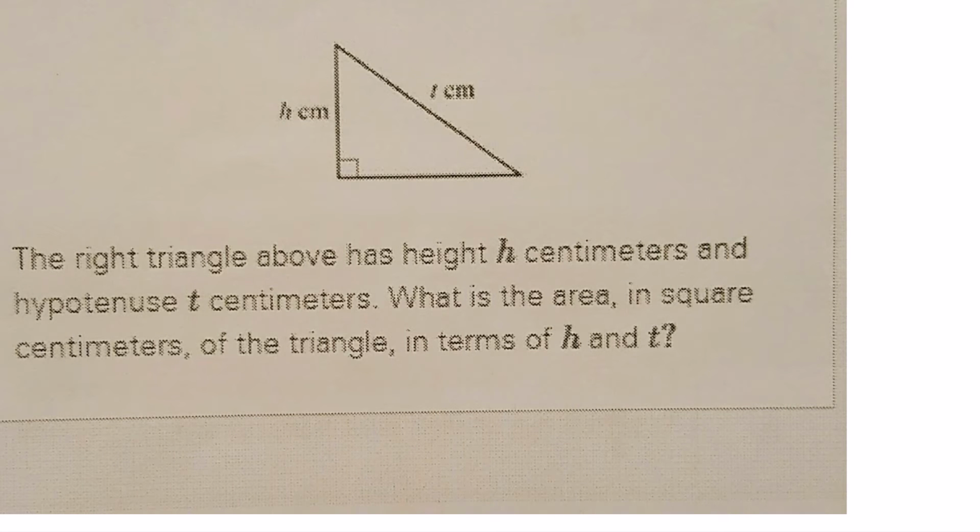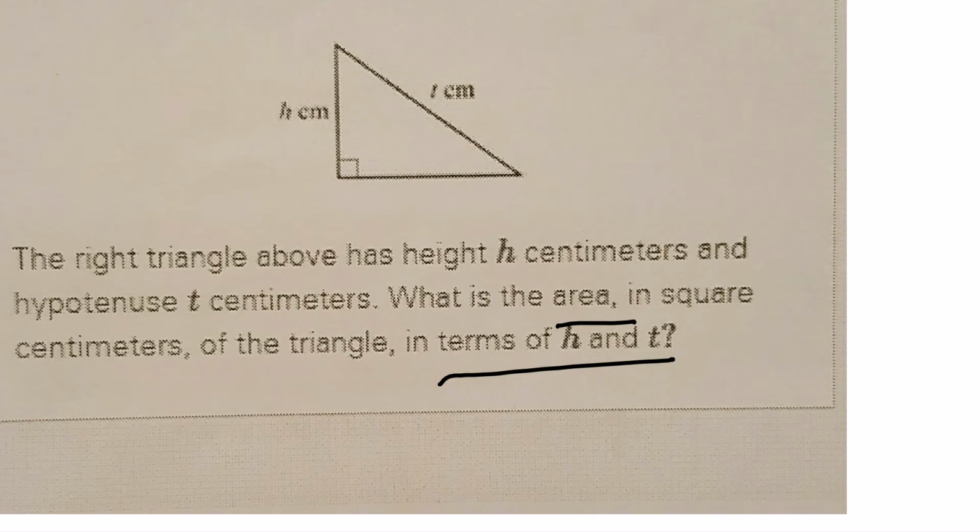The right triangle above has the height h centimeters and hypotenuse t centimeters. What is the area in square centimeters of the triangle in terms of h and t? So we're looking for the area of this triangle in terms of h and t.